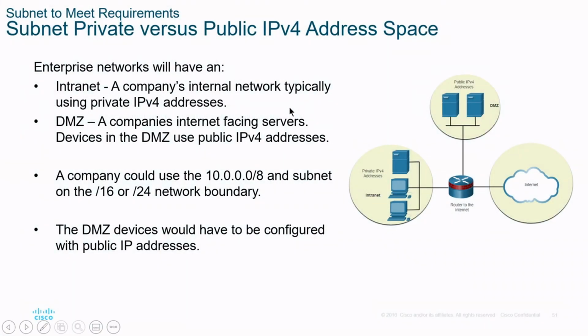So, subnet to meet requirements. An internet company's internal network uses private IPv4, with a DMZ of internet-facing servers with public addresses. You could use a 10 with 8 on the 16 or 24 boundary. The DMZ devices would have to be configured with public addresses.